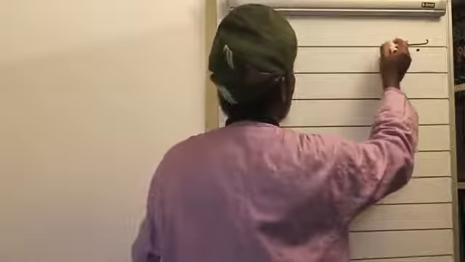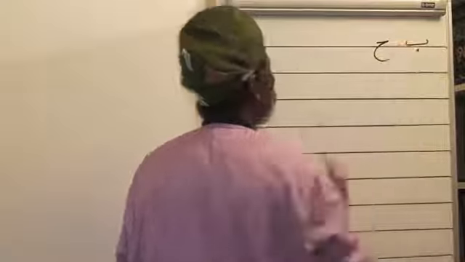Ba, one dot below. So alif, ba, ta, tha, jim. Jim is also one dot, and it's below.